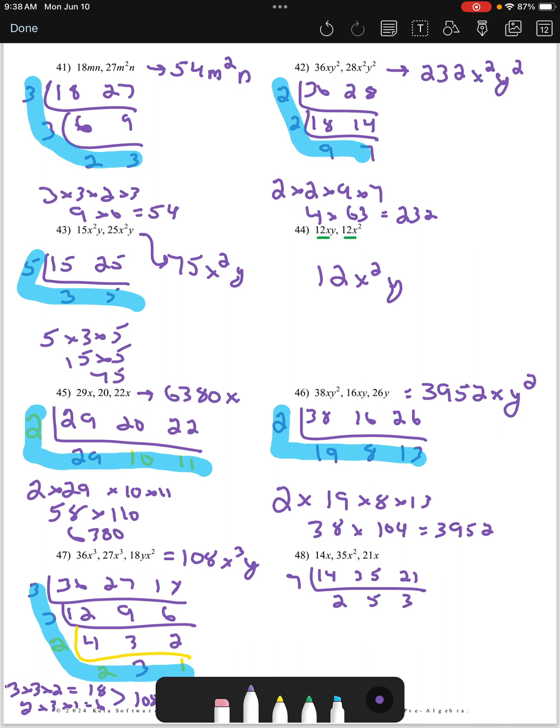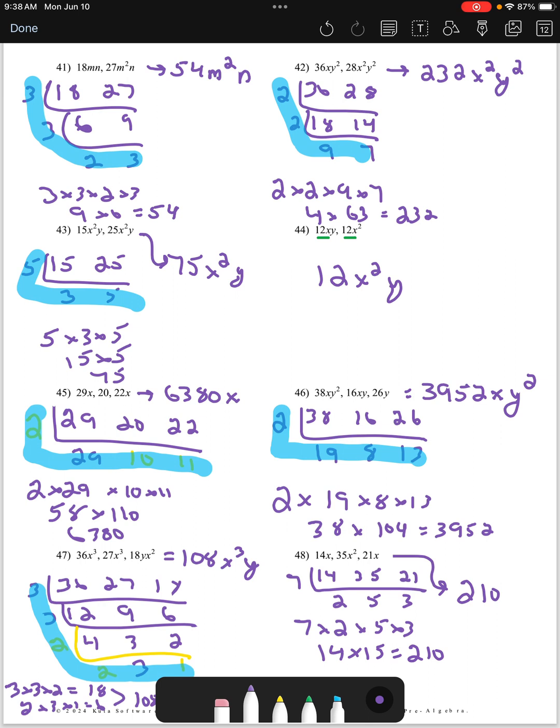Finally, we have number 48, where we have 14, 35, and 21 as our number components. Luckily, that's not too crazy. They'll all divide by 7, and 2, 5, and 3. No matter how you group those, there's nothing we can do. So we do just need to do 7 times 2 times 5 times 3. Whoop. Did not want my highlighter there. That gives us 14 times 15, and that is 210.